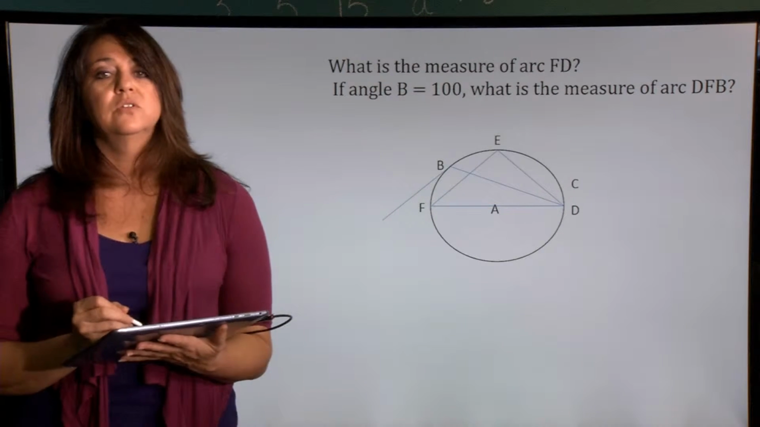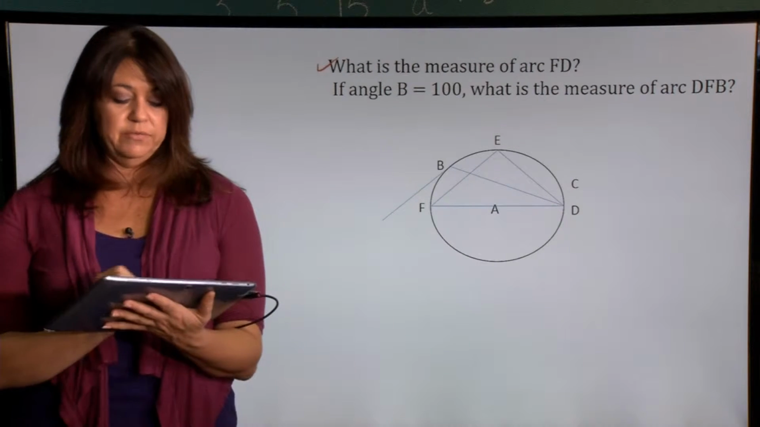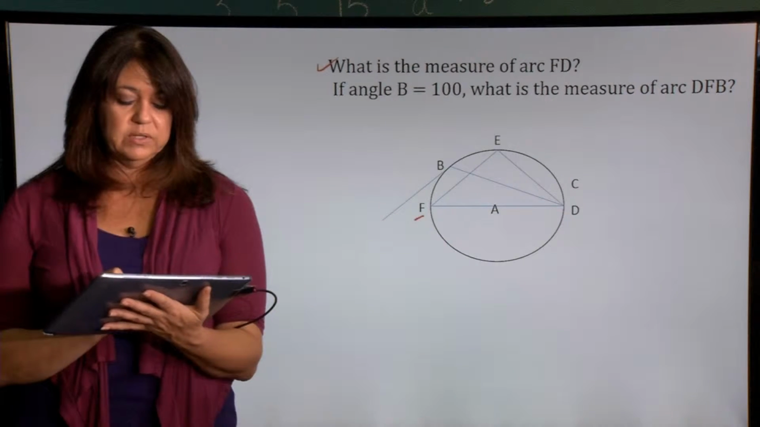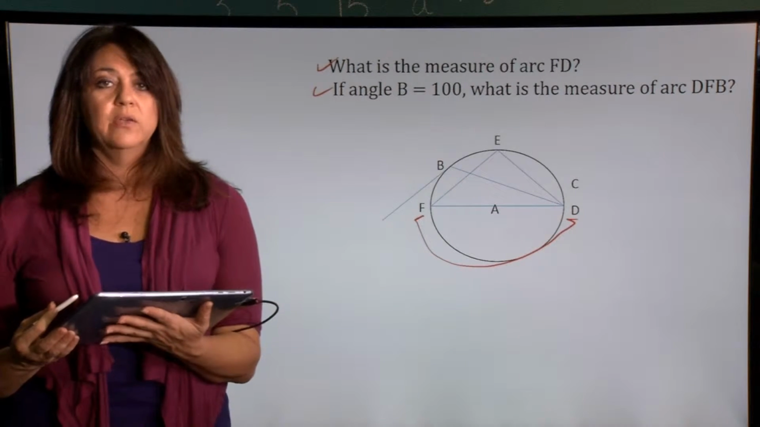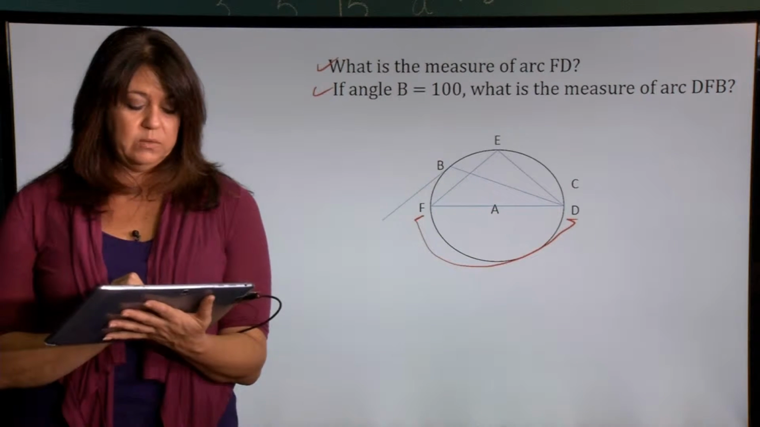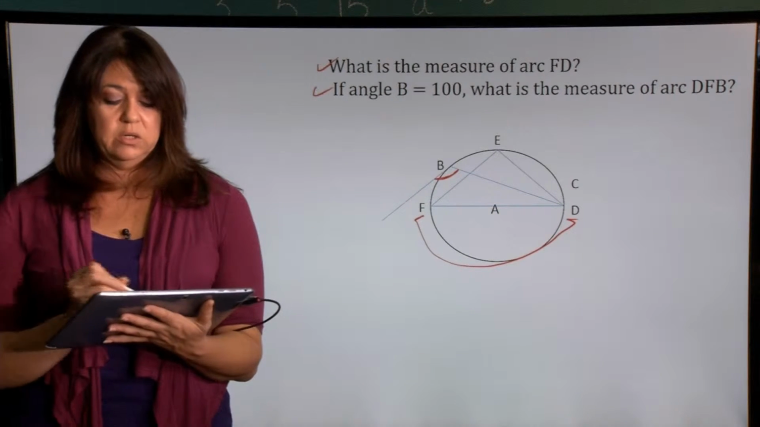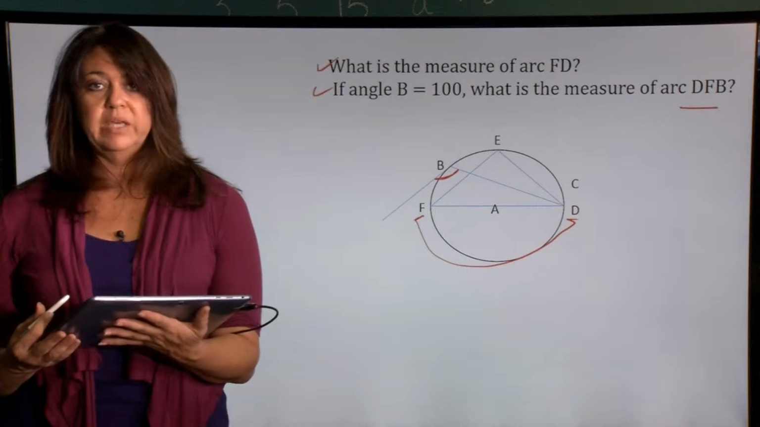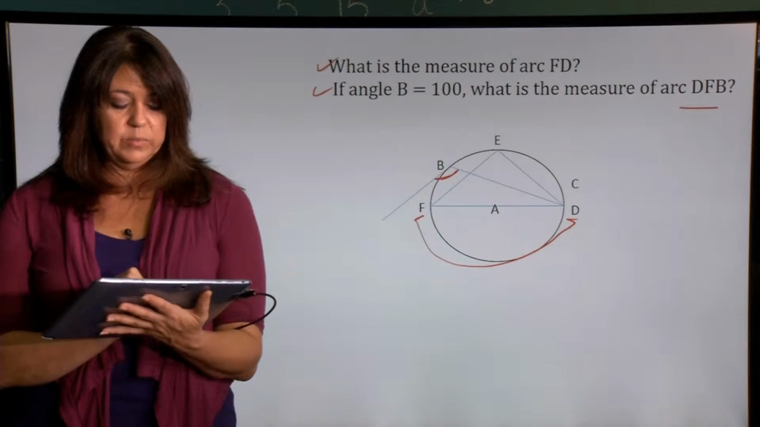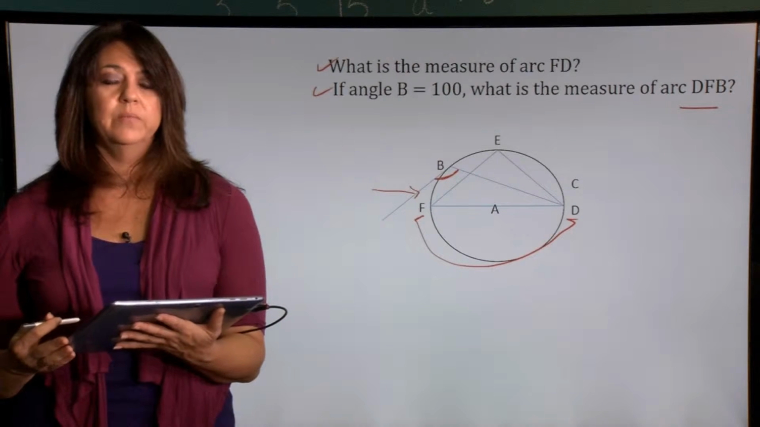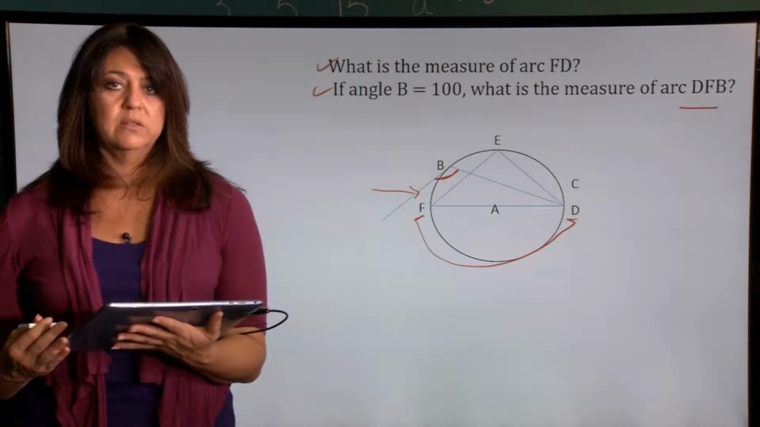Here we have two questions. The first, what is the measure of arc FD? So we're looking for the distance here. Our second question refers to angle B. If angle B, which is here, equals 100 degrees, what is the measure of arc DFB? Those are two different arcs. Notice that little bit of distance between F and B. You need to see the small differences so that you know which questions to answer.